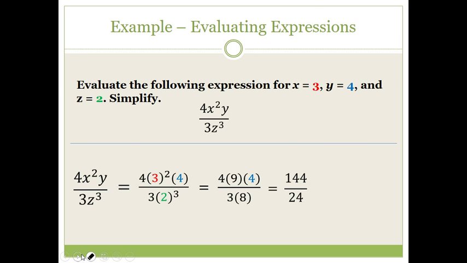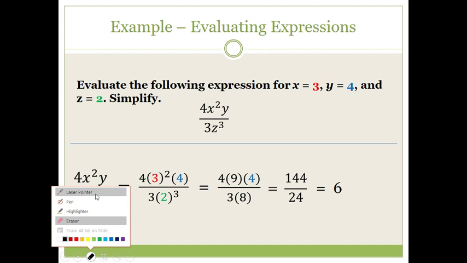Yes, you can cross cancel if you want to do that. For the sake of this video, to not overcomplicate it, I just multiplied across. But you could have told me that 3 will go into 9 3 times and 4 will go into 8 2 times if you wanted to simplify these numbers. So I multiplied across here and got 144. 3 times 8 is 24. And finally, 144 divided by 24 is 6.